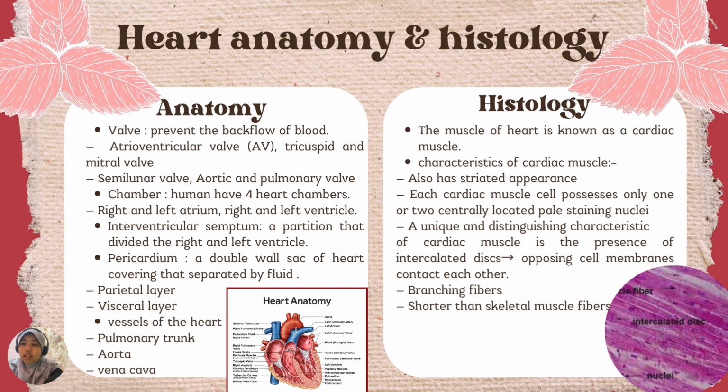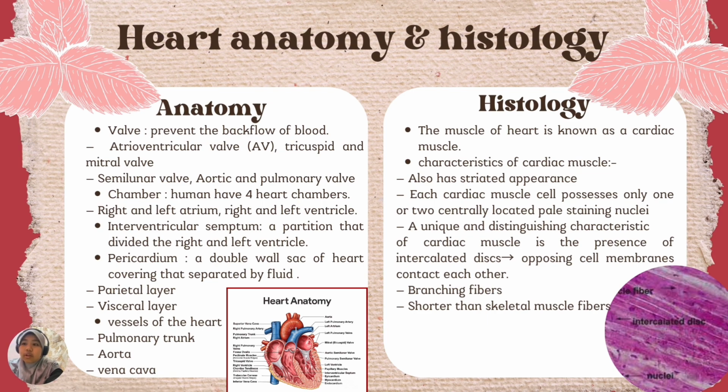And both of those layers, which are the parietal and visceral layers, are separated by fluid. And for the last structure of the heart, there are blood vessels such as the pulmonary trunk, aorta, and also the vena cava that are responsible for transporting blood.